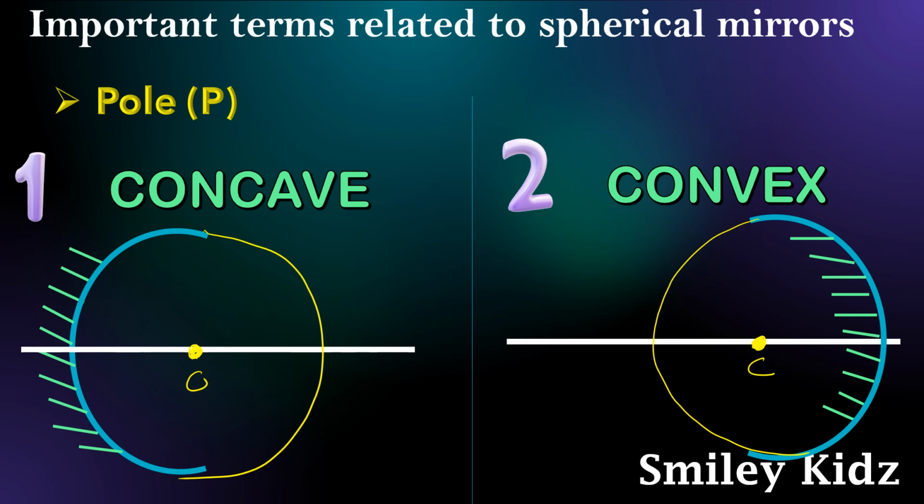Now, what is the pole? Pole is the midpoint of the mirror, and it is denoted by P. This particular pole, denoted by P, is for the concave mirror. And for convex, it is the same: it is at the midpoint of the mirror. This is the point P of the convex mirror. Pole is the midpoint or the center of the reflecting surface of a spherical mirror.